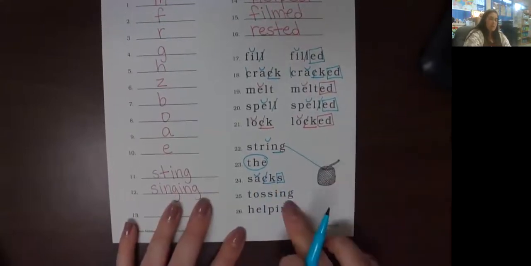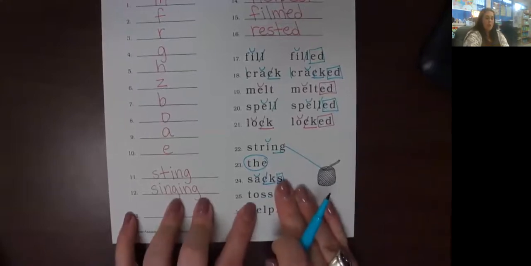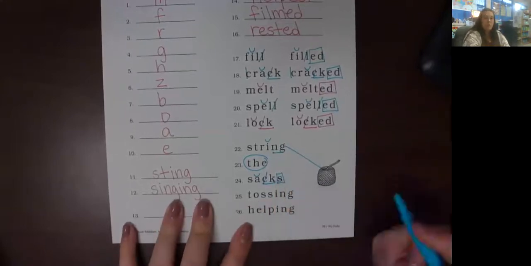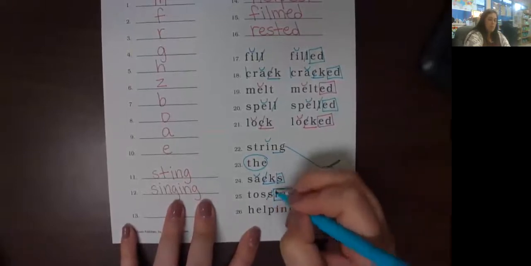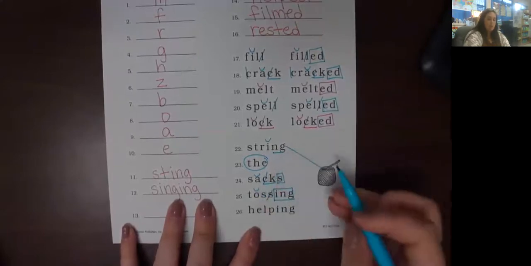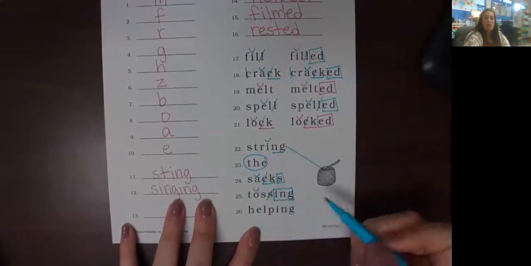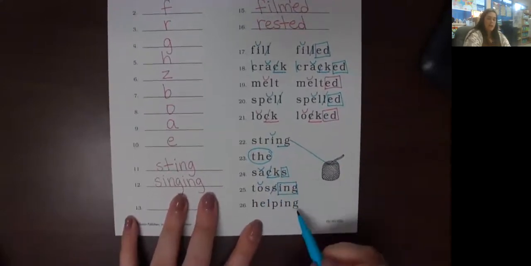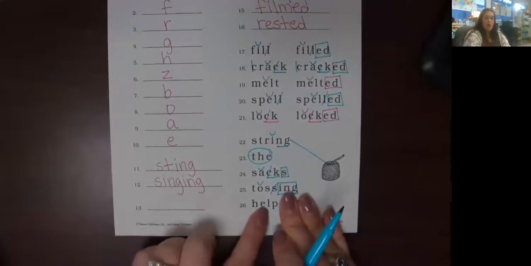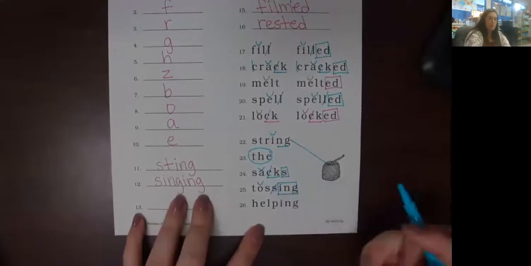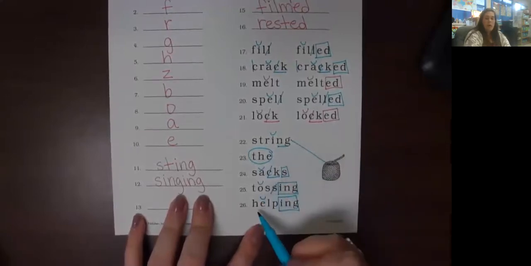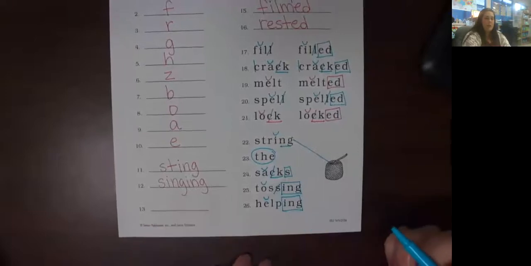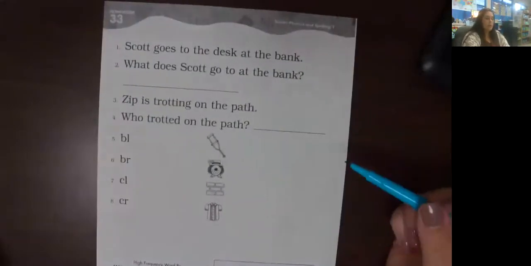Next one, we have ing at the end, let's cover it up. Toss, that's a word, so it is suffix ing. We box it in. Twin consonants, and the o gets a breathe. Tossing. We have ing again, we're gonna cover it. Help, that's a word, so this ing is the suffix, and the e gets a breathe. Helping. Okay. All right, then on the back is homework.